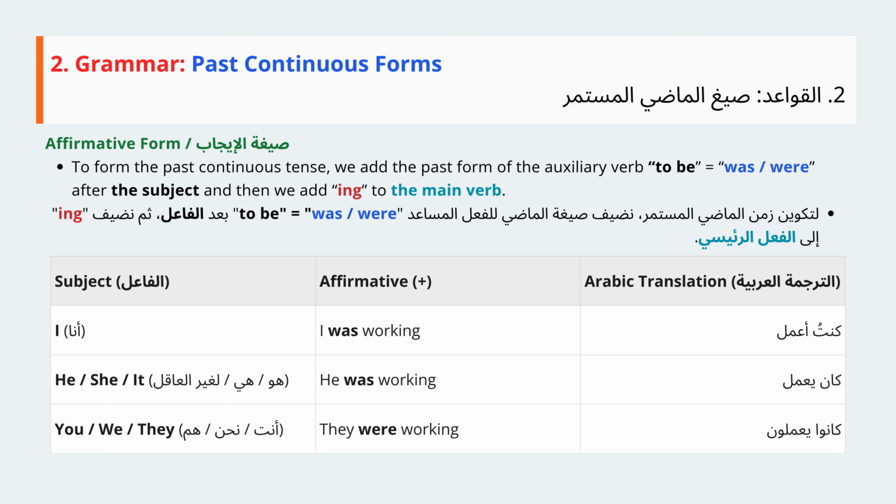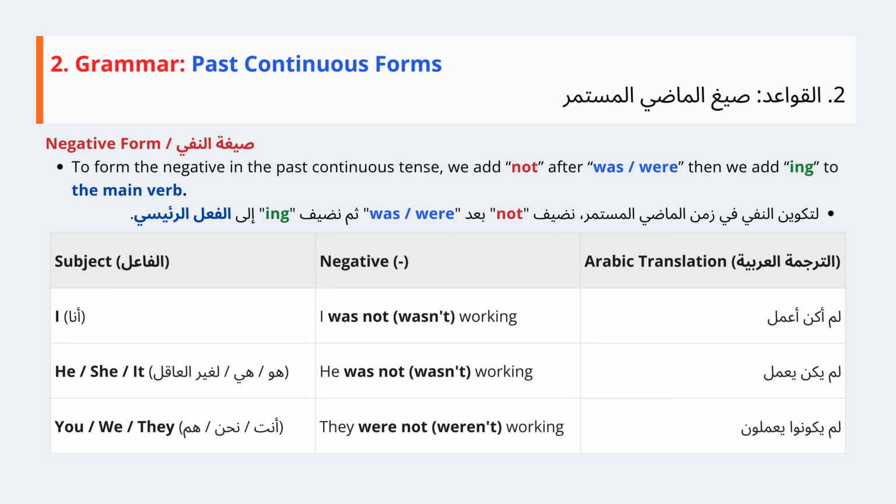Examples: I was working. He was working. They were working. For the negative form, we simply add not after was or were, then add ing to the main verb. Examples: I was not or wasn't working. He wasn't working. They were not or weren't working.